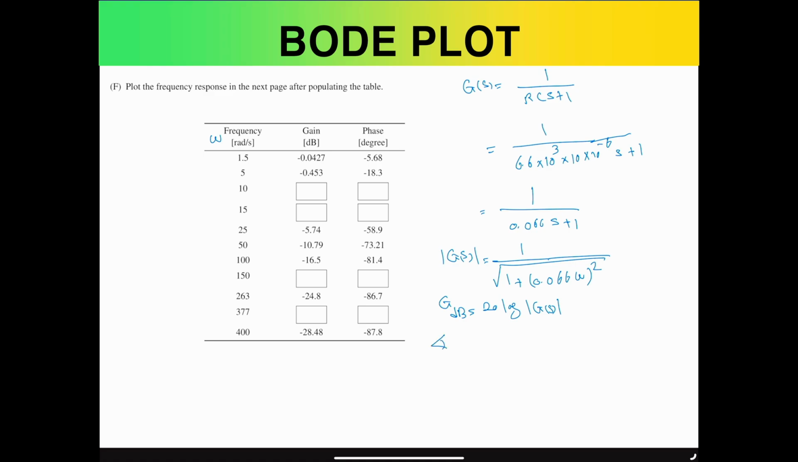For the phase of G(s), we know that the phase is going to be composed of the phase of the numerator, which is the phase of 1, minus the phase of the denominator, which is the tan inverse of the denominator. The denominator is simply 0.066 omega times j, and the numerator is 1, in real part is 1, so this is the arctan of this value. We know that the phase of 1 is 0, and the rest is simply minus arctan of 0.066 omega. So that is how we can find the phase, and we need to be mindful of the fact that our calculator should be calculating everything in degrees.